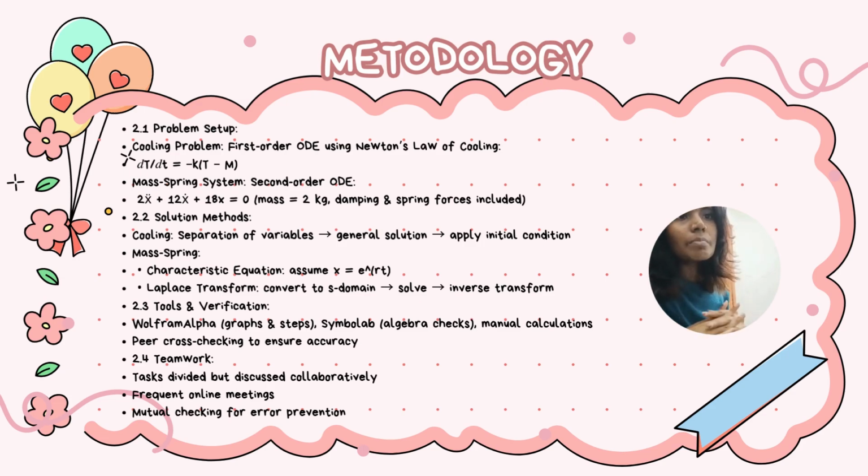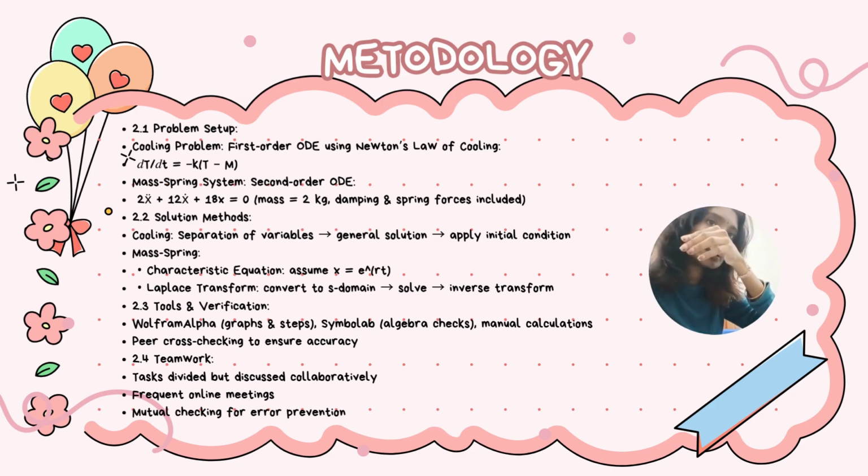Problem number 2, mass spring system. This is a second order differential equation. 2x'' plus 12x' plus 18x equals 0. This equation includes the mass 2 kg, damping 12x', and spring force 18x with specific initial conditions.